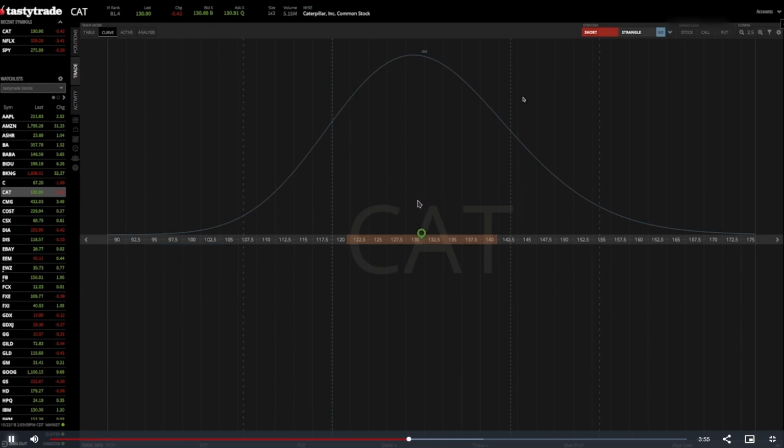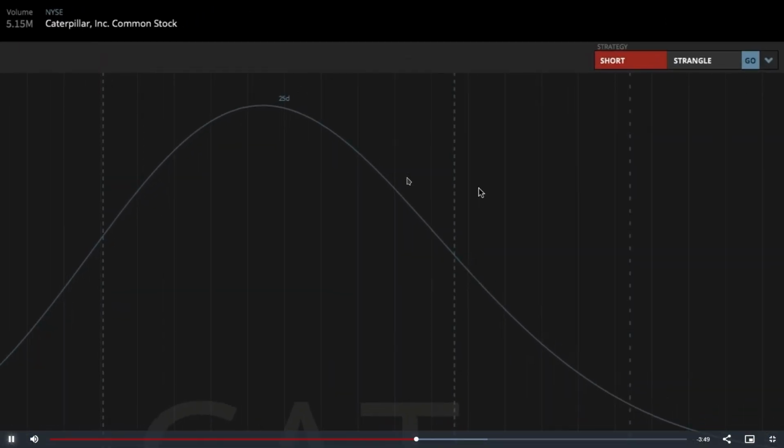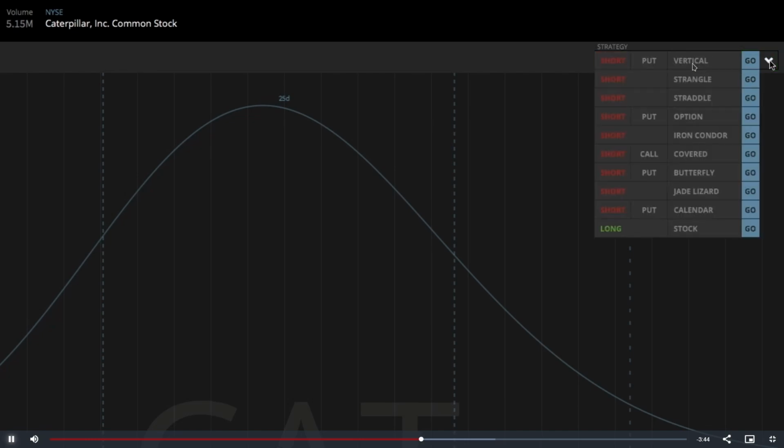I want to take advantage of the high IV CAT has with earnings coming up, so I decide to sell a strangle. Using the strategy menu, I can quickly load a strangle by clicking on the drop-down menu and selecting short strangle. As you can see, there are plenty of other strategies listed here too. I can click on short to switch to long, and vice versa.